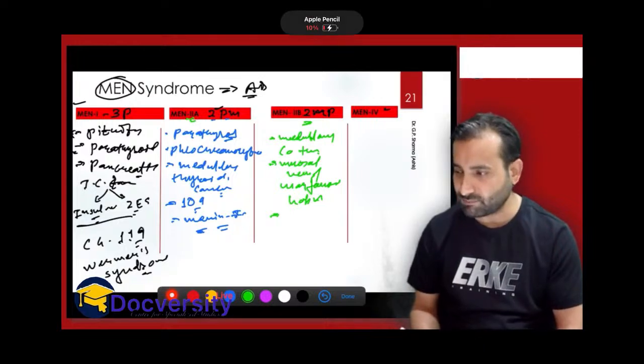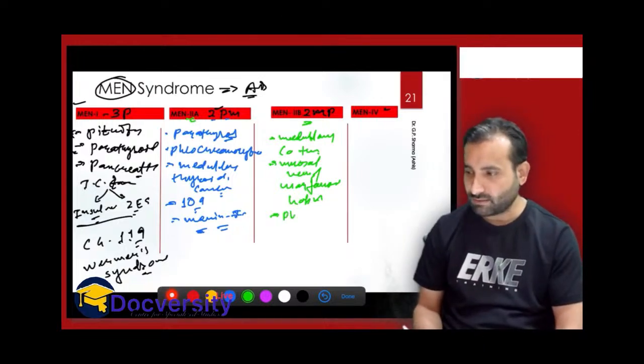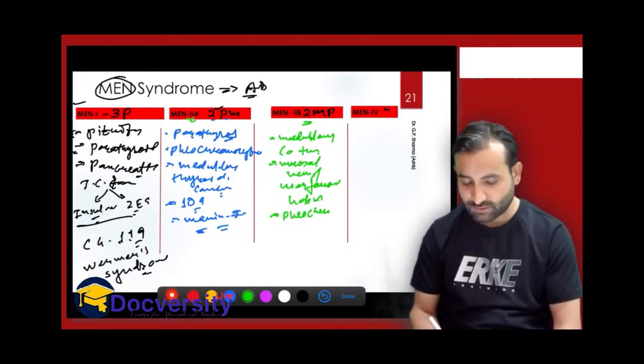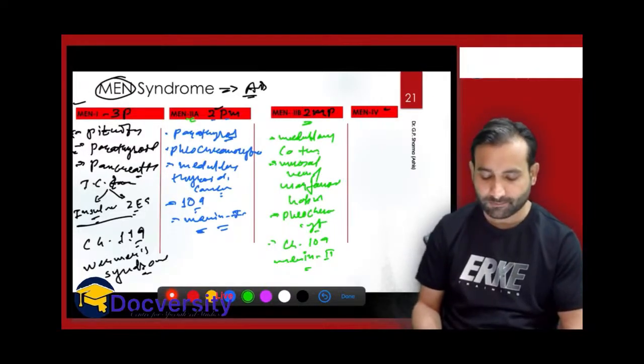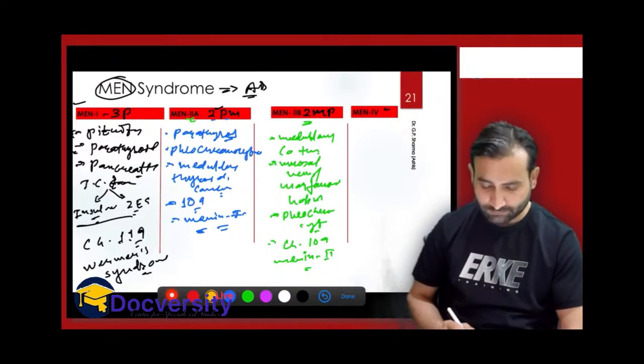Then we go for P. That P is what? The P is pheochromocytoma, right? And the chromosome number here also is chromosome number 10q. And the gene is what? MEN2, menin2 gene. So remember like this, right? That is MEN2B.